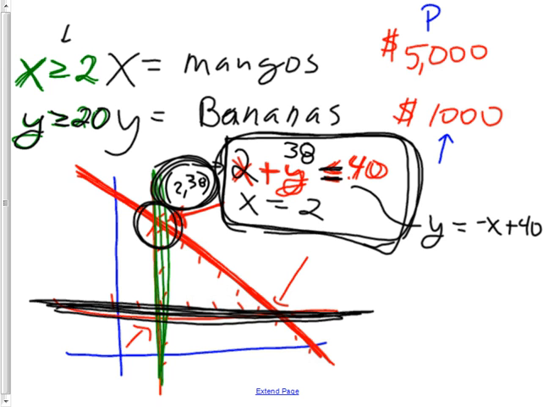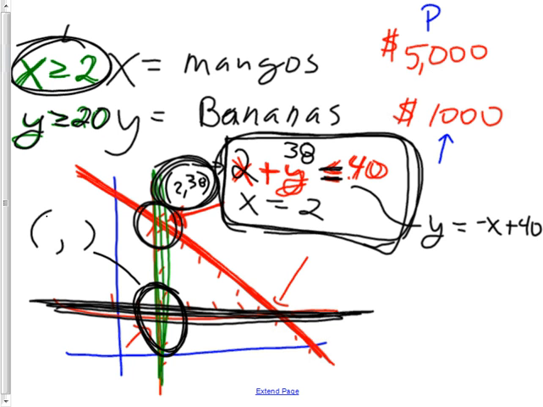Okay, let's see how you did. This kind, where the lines are straight up and down and across, is super easy. It's just got to be an x comma a y. So the x is the green one. X is 2. And the y, well, the y is the black one. And y is 20.